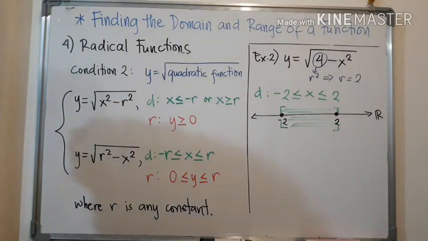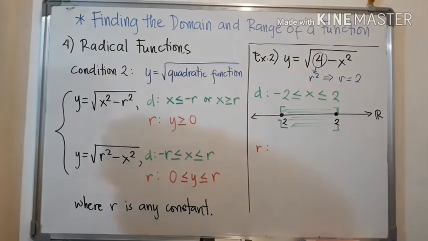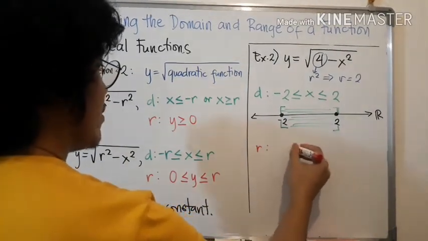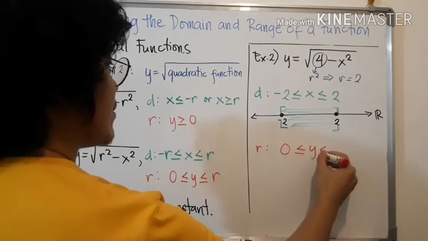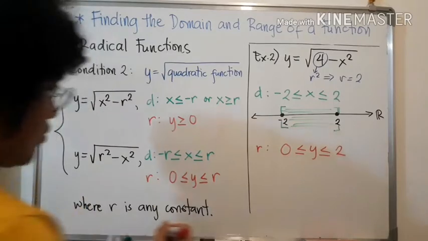And then the range of this radical function is the set of all y's greater than or equal to 0 but less than or equal to our r, which is positive 2.